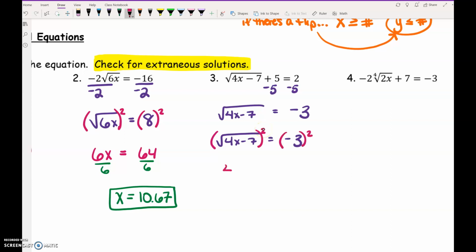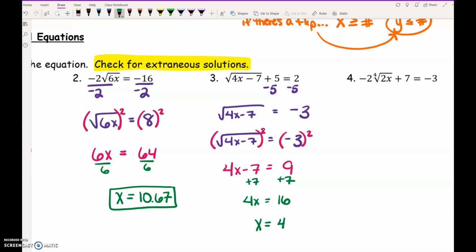All right, what is negative 3 squared? Positive 9. If you typed in negative 3 squared into your calculator and you got negative 9, you typed it in incorrectly. You need to put parentheses around that. Negative 3 times negative 3 is positive 9. Now we need to finish solving this. We would add 7 to both sides and get 4x equals 16, which means that x is 4.